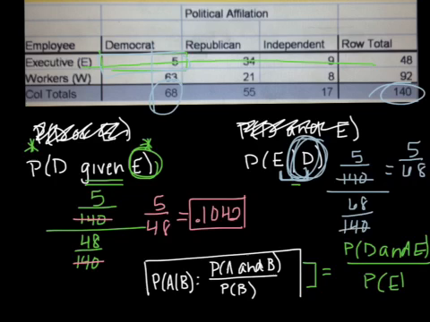5 divided by 68 is 0.0735, but I can't fit that in this screen right now. But if I was to go 4 decimals, I would add a 35.